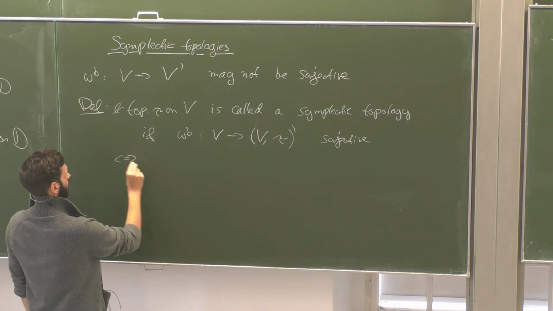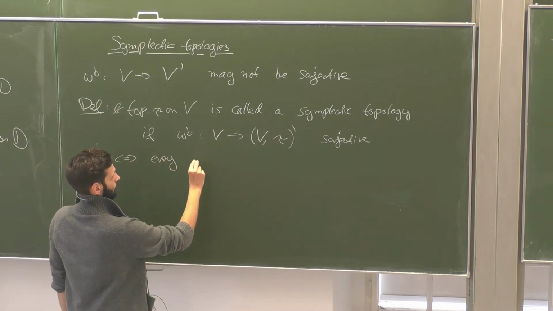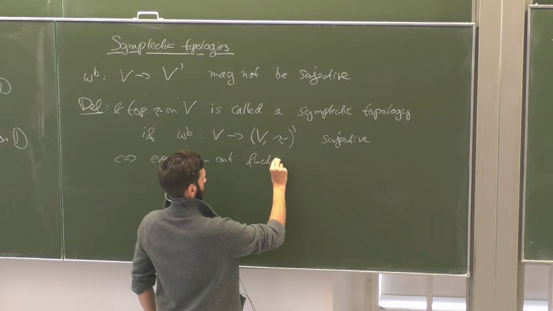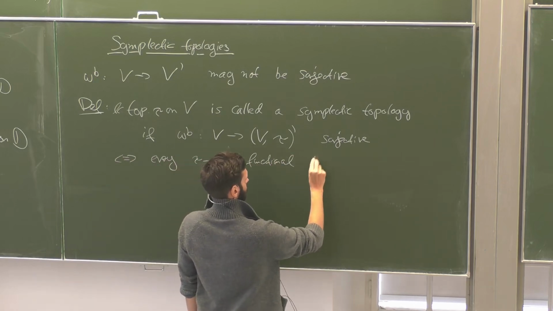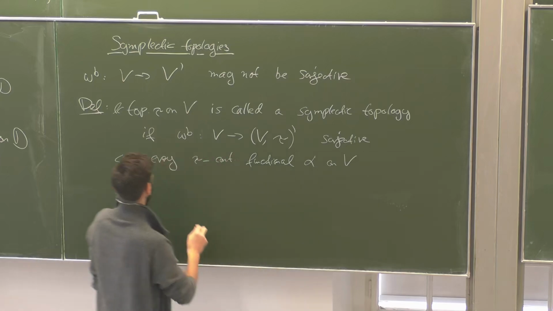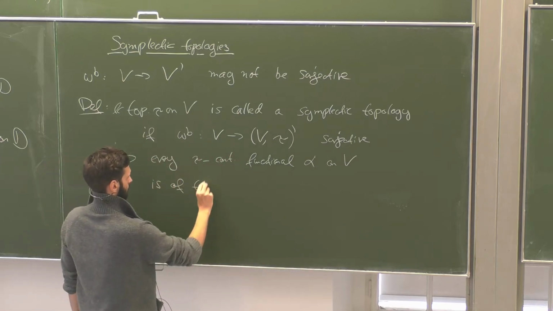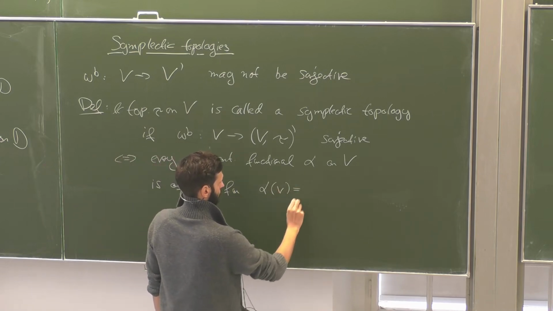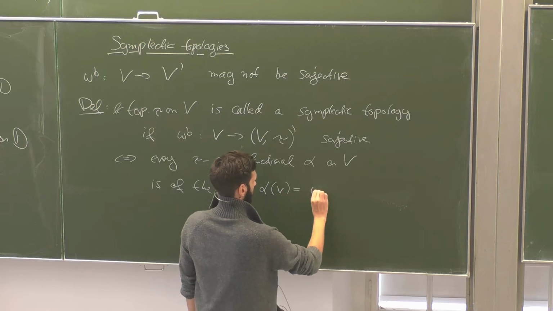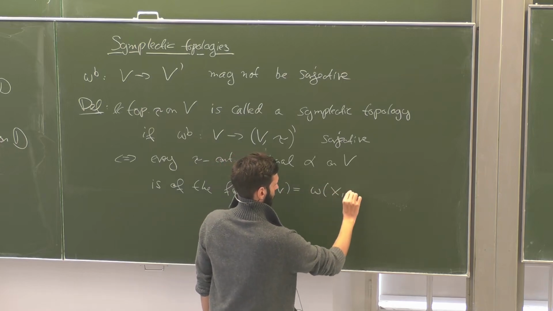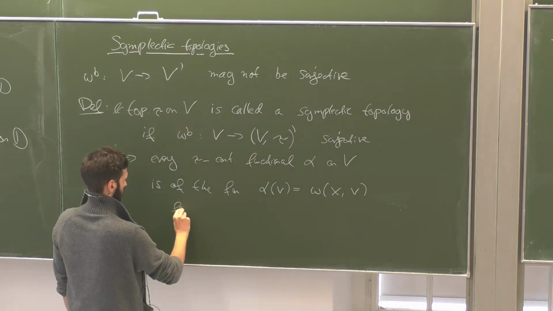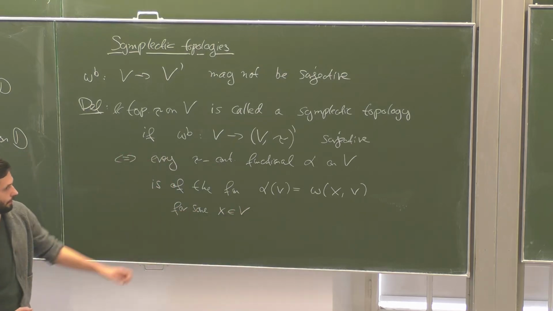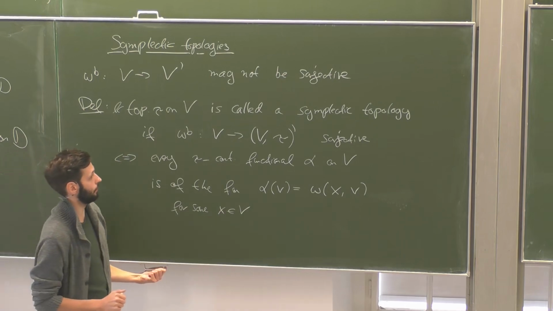So that means equivalently every tau continuous functional alpha on V is of the form alpha of v equals omega of x, v for all v in V, and that x is then unique by weak non-degeneracy.